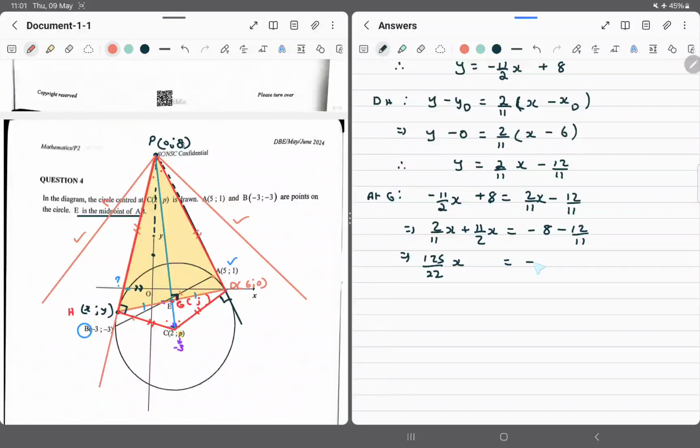So this gives us a minus 100/11. Okay, and then we divide by this fraction, 125/22, and we find our value of x. I'm getting a minus 8/5. That's quite convincing. This is literally 1,6.